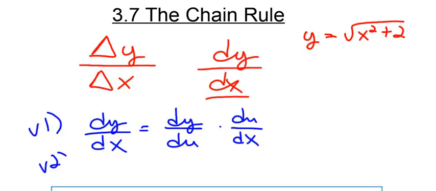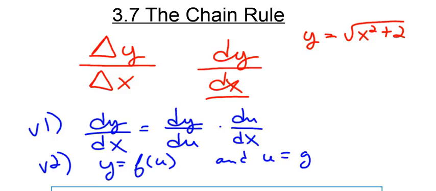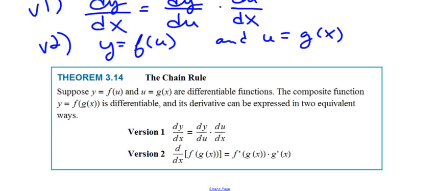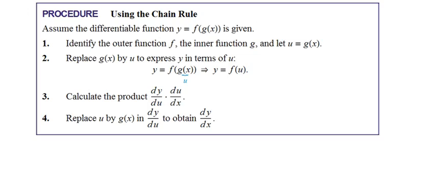And then version 2 is saying, let's definitely use the u substitution, where we have some composite function f of u, and then we'll let u equal some g of x. In this situation, definitely a composite function, and then we're going to take the chain rule using that definition. So our theorem 3.14, the chain rule, we have two versions, using the dy du times du dx, and the composite function, where we're saying the derivative of the outside times the derivative of the inside. So let's see what we have next.